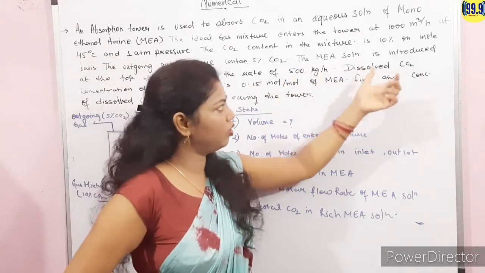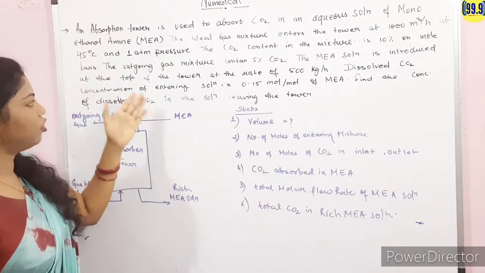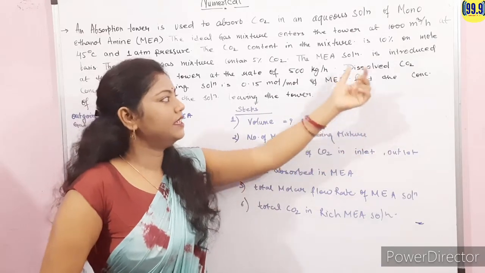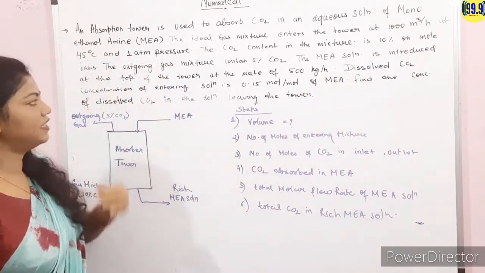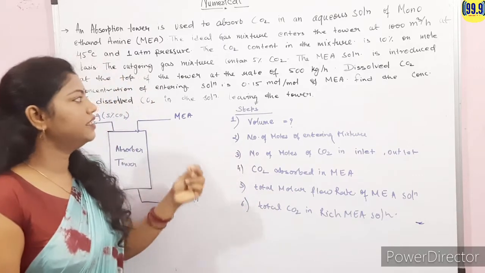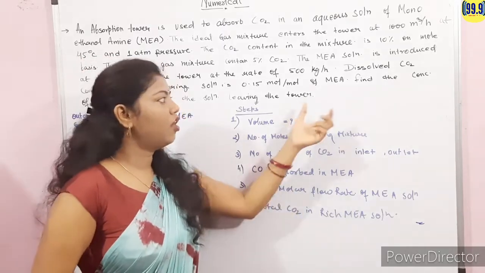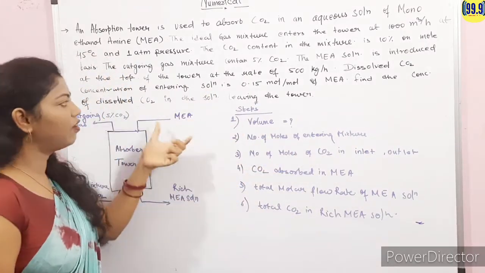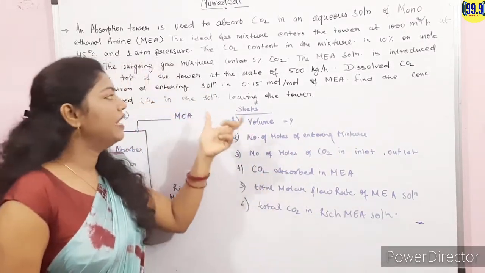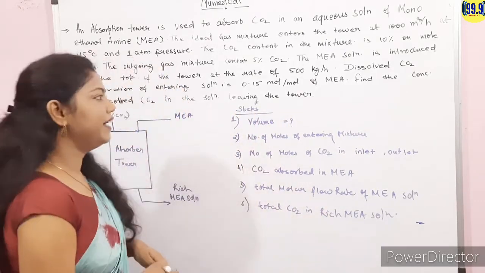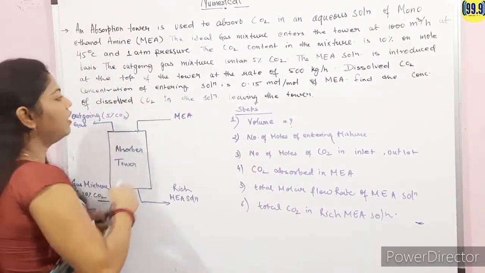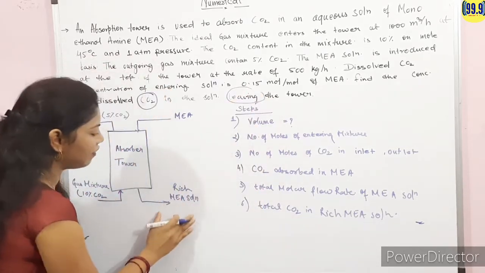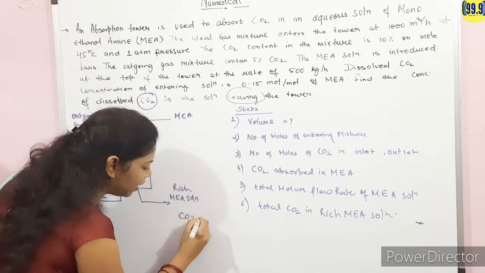The MEA solution is introduced at the top of the tower at the rate of 500 kg per hour, and the dissolved carbon dioxide concentration in the entering solution is 0.15 mole per mole of MEA. So we have to find out the concentration of the dissolved carbon dioxide in the solution leaving the tower. It means we have to find out the concentration of CO2 at the leaving of the tower.